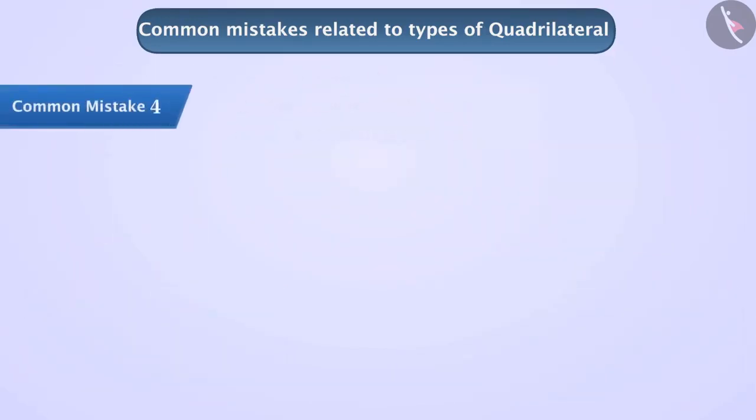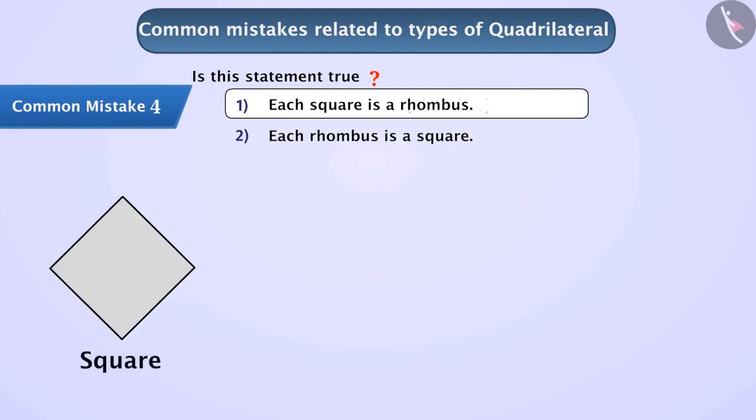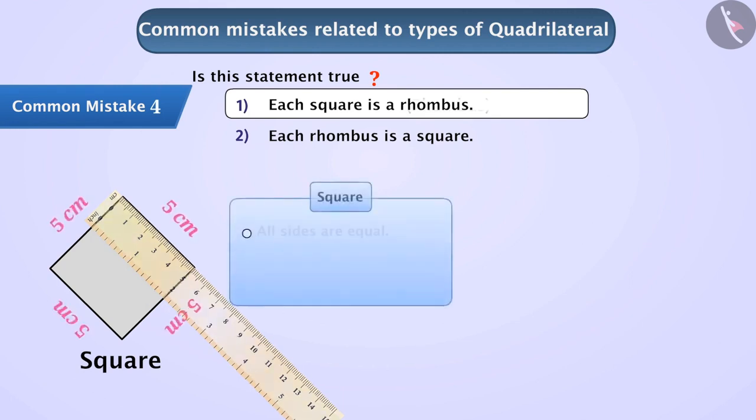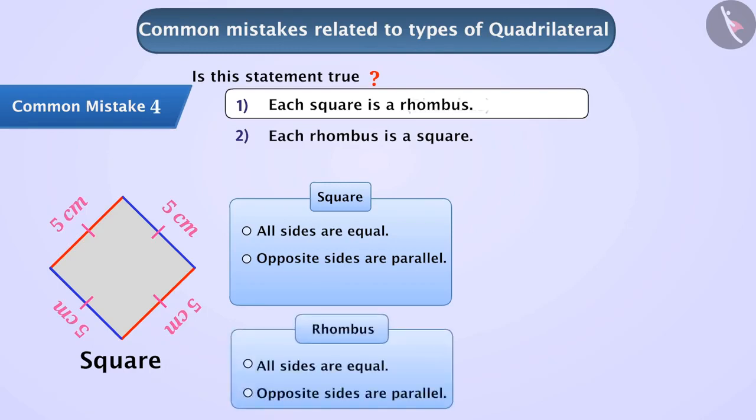Common mistake 4. Is the given statement correct? Each square is a rhombus, and each rhombus is a square. Let's understand the statement to prove whether it is true or false. We will make a square to understand this. If we measure the sides of the given figure with a ruler, then we realize that all its sides are equal. Its opposite sides are parallel. These are the properties of a rhombus. With this, we can say that every square is a rhombus.